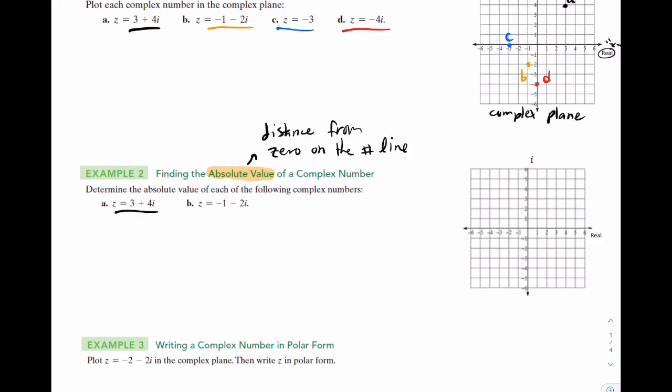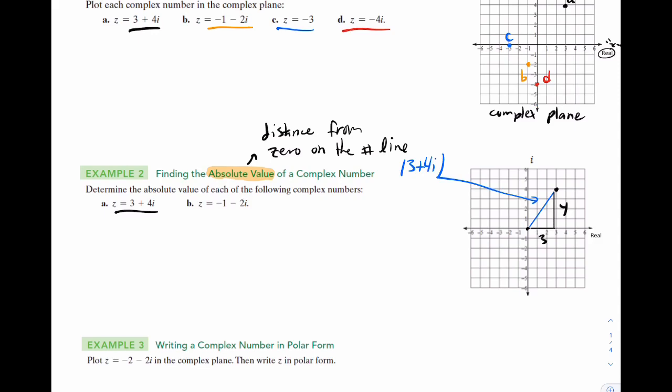So look at A, 3 plus 4i. We graphed that earlier. That's going to be right there. 3 right, 4 up. Now if you think about the distance from 0, 0 is right here. So what we're trying to find is this diagonal. This is going to be the absolute value of 3 plus 4i, because that's how far you are from 0. So to do that, all we're going to do is some basic geometry. Think about this triangle right here. This is 3. This is 4. 3, 4.